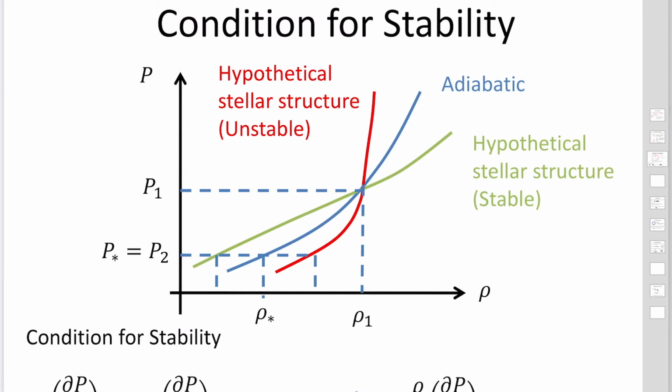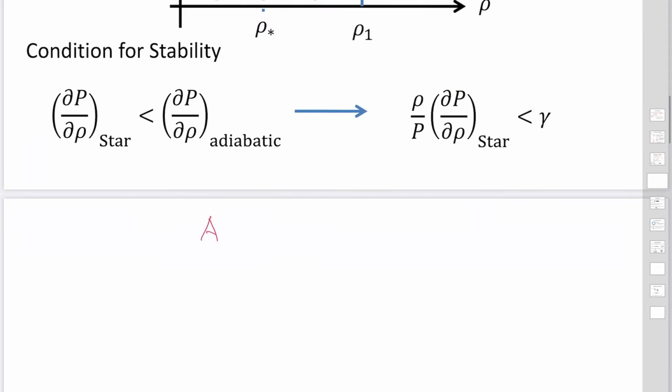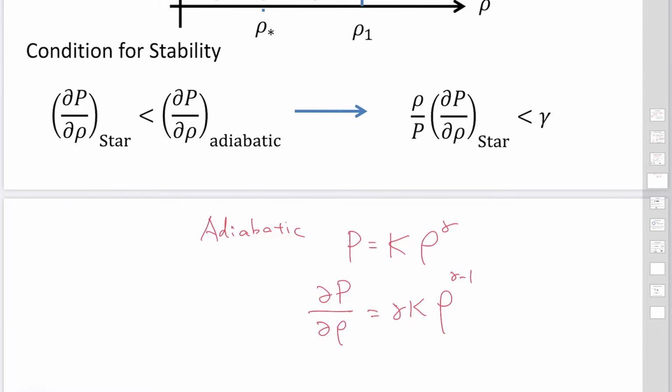Condition for the stability. The adiabatic curve is expressed as P proportional to ρ^γ. So if you express ∂P/∂ρ, it is γKρ^(γ-1). So this is γP over ρ. So in the adiabatic case, ∂P/∂ρ is equal to γ times P over ρ.